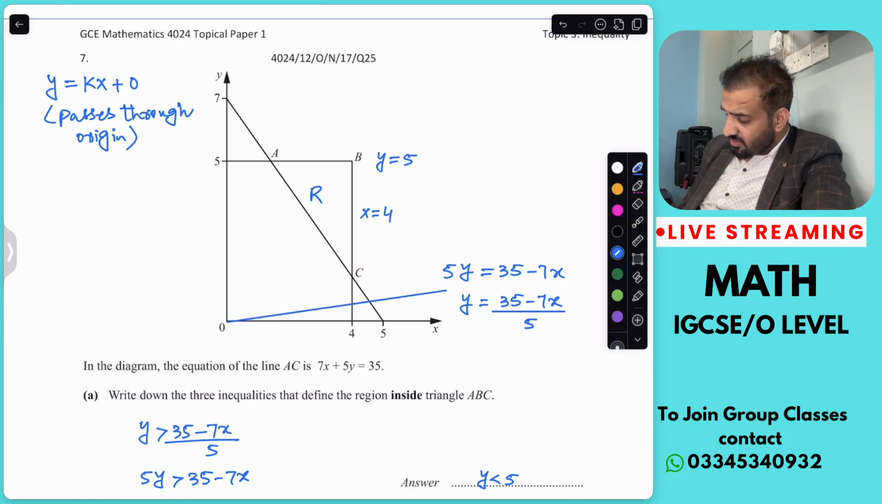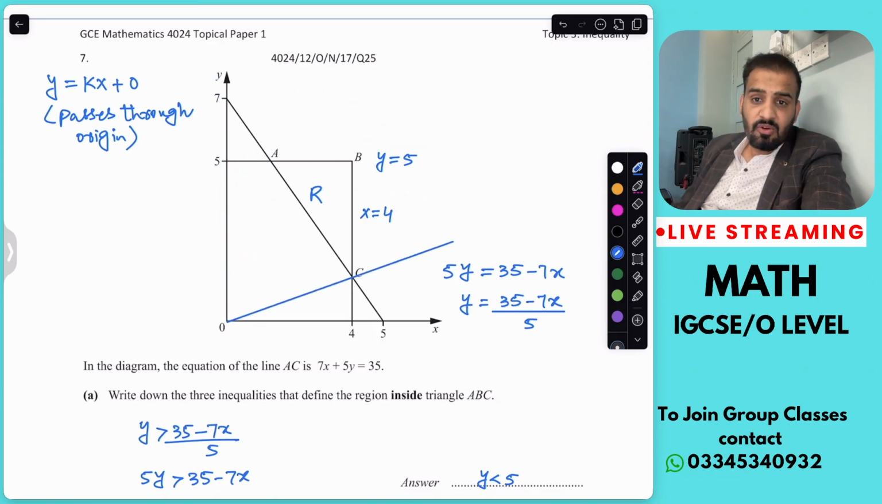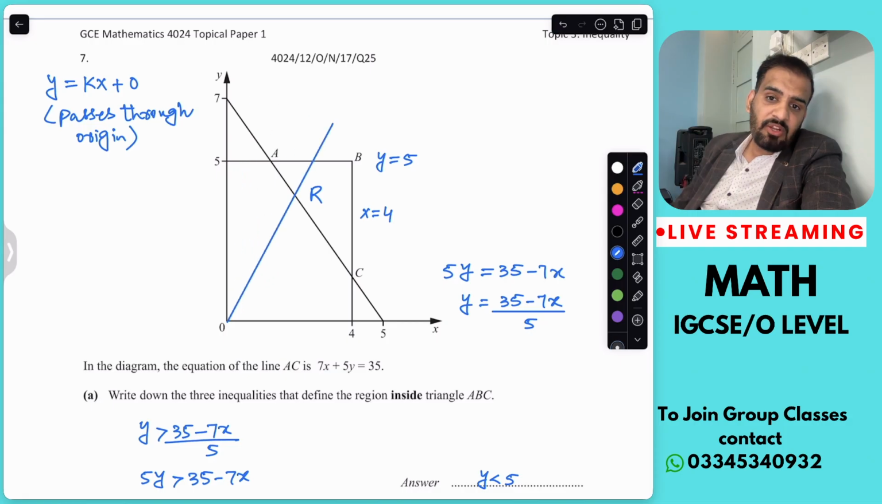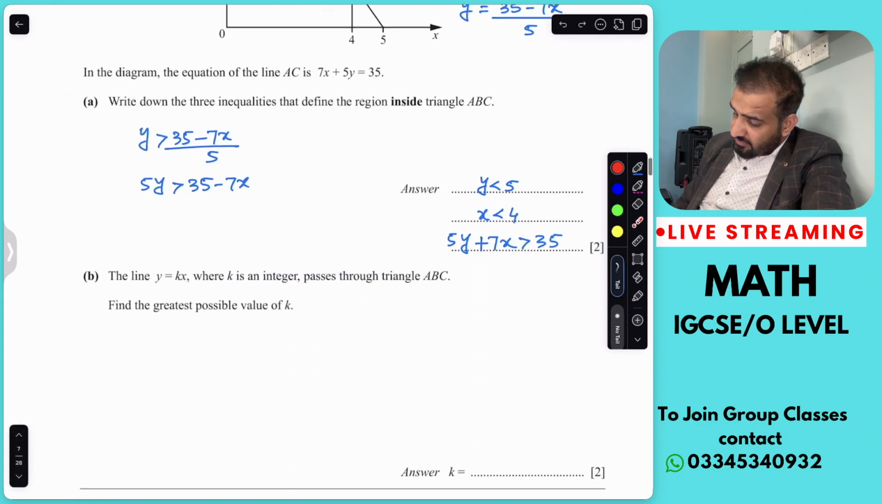So these are all the possibilities of the line y equals kx. It passes through the origin. So these are all the lines depending on your gradient k, and these are all the possibilities of the line y equals kx, but it must pass through the origin. Look at the movement of my line, okay? But anyway, now the question is, find the greatest possible value of k.